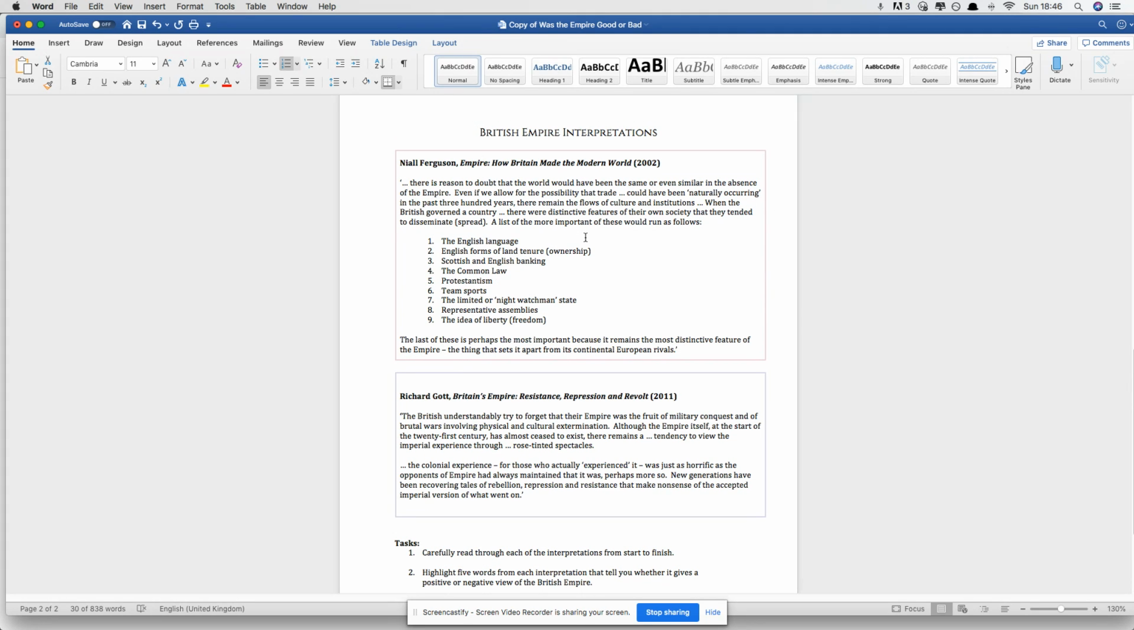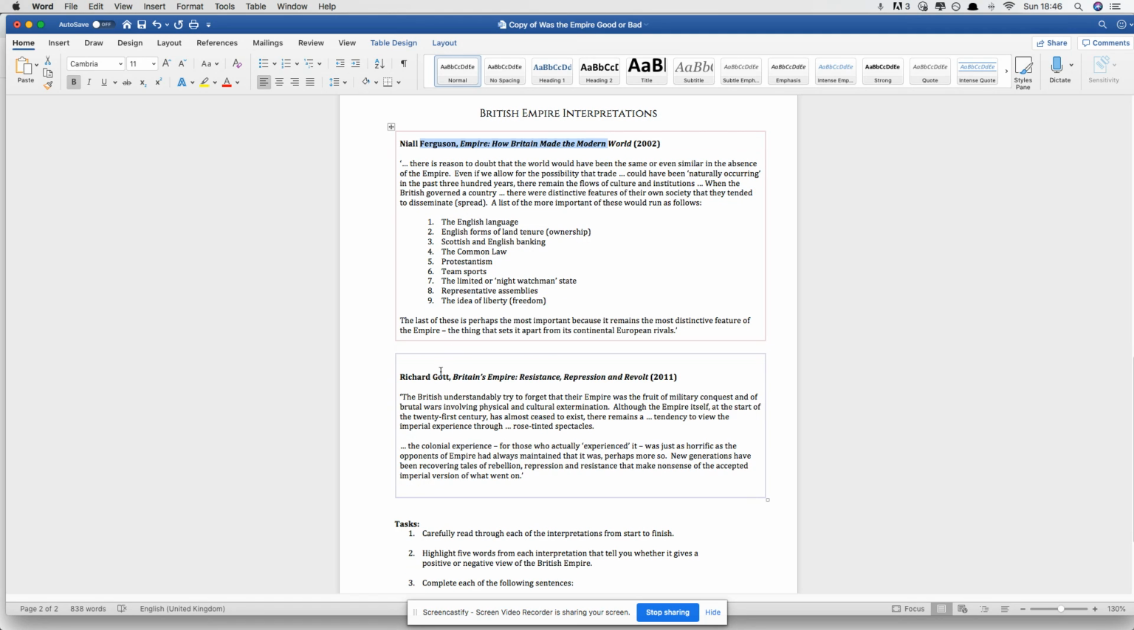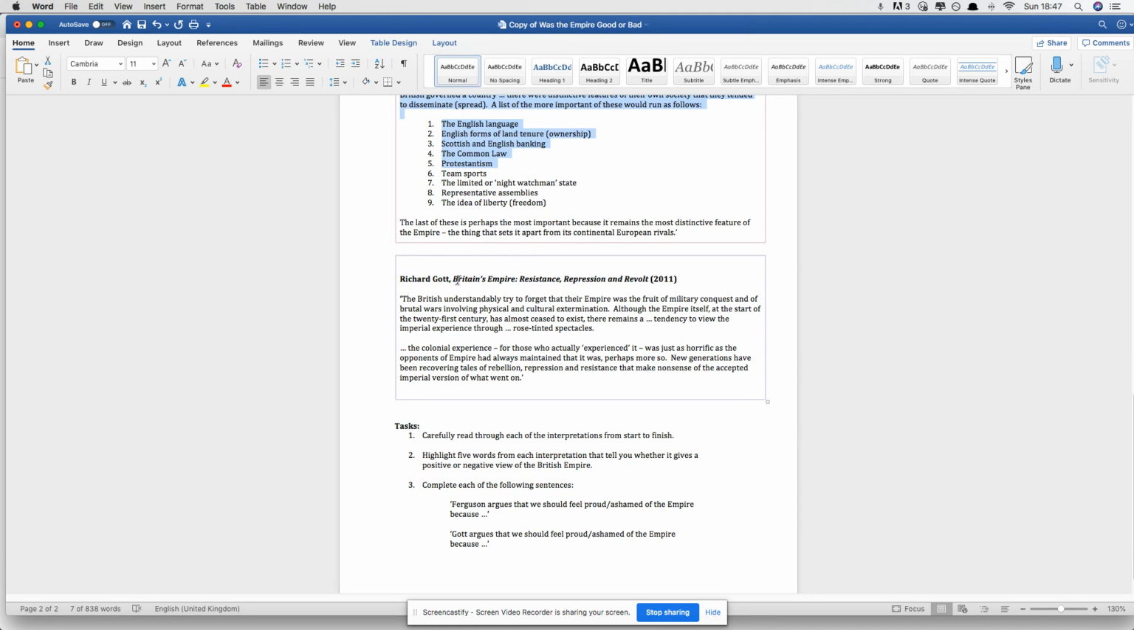Okay. So remember, we as historians are not in this period of time. We can only look back at the sources that are given to us, and therefore we create our own interpretation, our own view of the past. And what we've got here is two different historians, and it's just quotes from their book. Okay, we've picked aspects of their book for you to read. So you've got Neil Ferguson's the first one, and then you've got Richard Gott, the second one. So Neil Ferguson's book is called Empire: How Britain Made the Modern World, and he explains his view of the British Empire here. And Richard Gott's book is called Britain's Empire: Resistance, Repression, Revolt, and his is here.